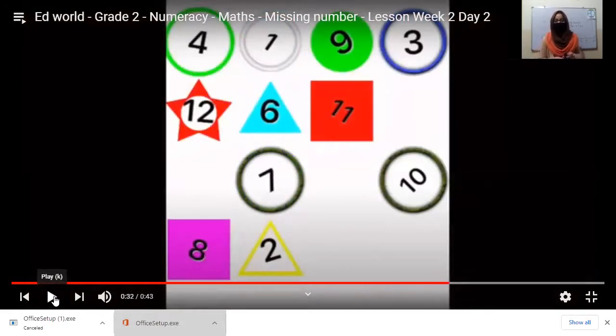Okay, let's look at this last one. Again, a number is missing and you have to identify that. Let's start from 1. There is 1, then 2, 3, 4, 5. Is there any 5? No, I cannot see any 5. Yes, 5 is the missing number.